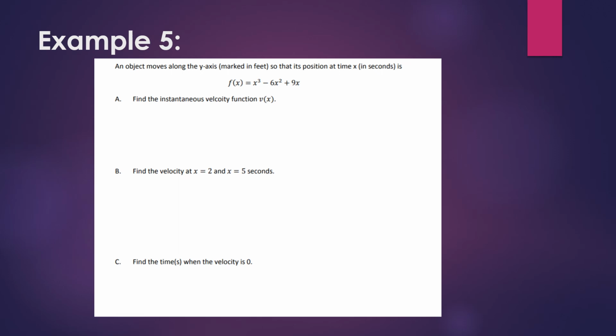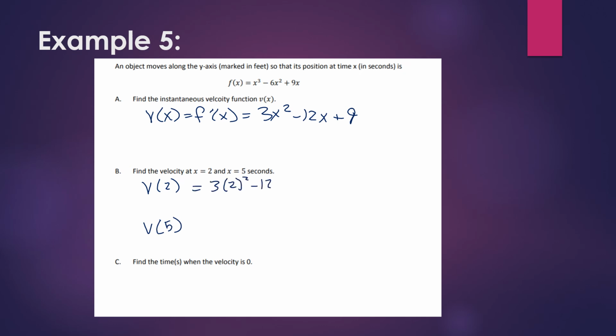So v of x, which is also f prime of x, it's going to be 3x squared minus 12x plus 9. So for B, it says find the velocity at x equals 2 and at x equals 5. So I'm going to do v of 2, and I'm going to plug in for v of 5. So v of 2, we're going to get 3 times 2 squared minus 12 times 2 plus 9.